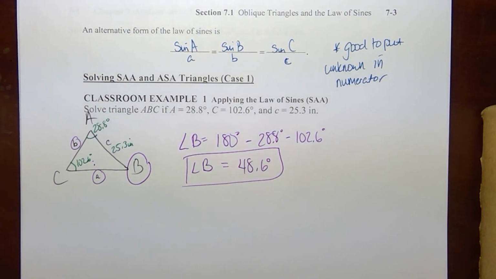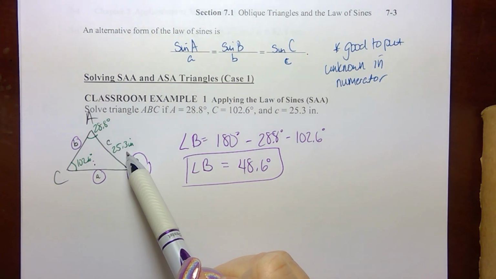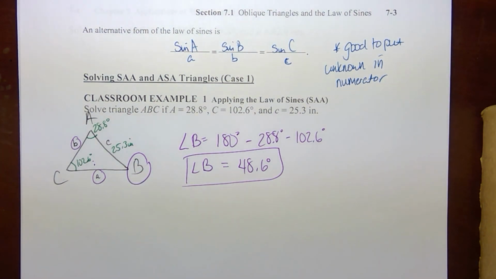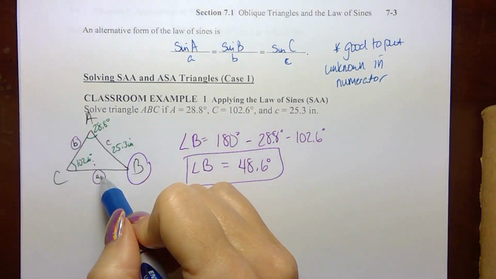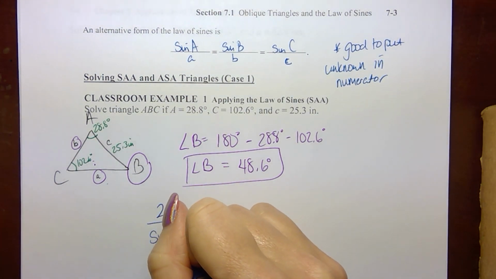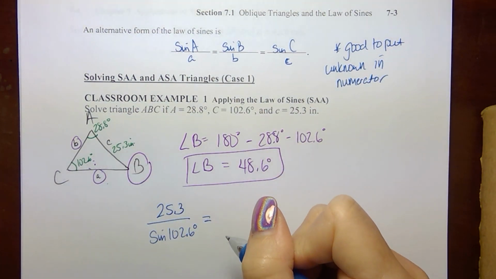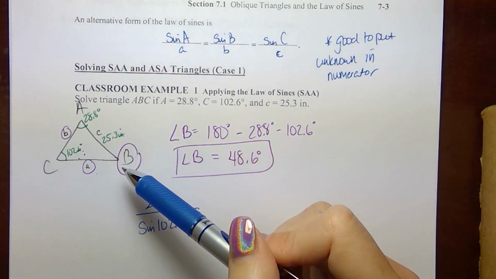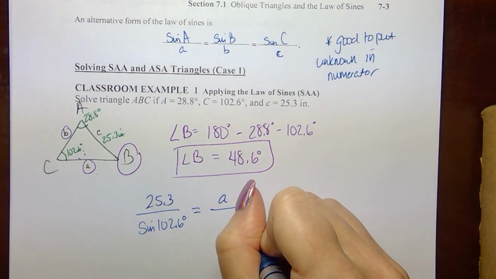And then I'm going to go back and find my two missing side measures. Well, I know one ratio. I know both the measure of angle C and the length of side c. So that is what I'm going to use. Remember that we always use our knowns every single time that we can. I need to find the measures of these two sides. I'm going to set 25.3 inches over the sine of 102.6 degrees because I know side c and angle C. And then I'm going to solve for, and it doesn't matter which one I solve for first, let's go ahead and do a because a comes before b in the alphabet. I'm going to solve for side a.